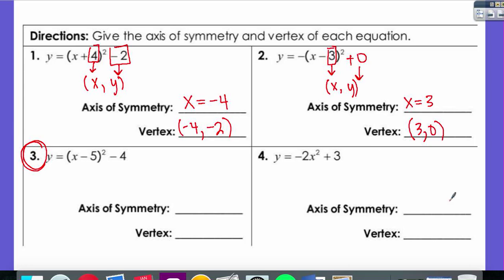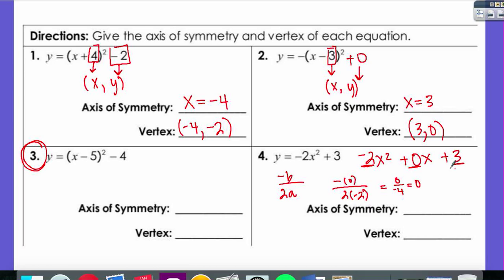To get the axis of symmetry, we had a formula, -b/2a. That helps us find the axis of symmetry. In this particular problem, there is no b in the middle because it was a 0 term, which is why I do not have an x to the first power. It's really like -2x squared plus 0x plus 3. So -2 is a, 0 is b, 3 is c. So I'd have -0 over 2 times -2, which is just 0 over -4, which is 0. So I know the axis of symmetry is x equals 0.